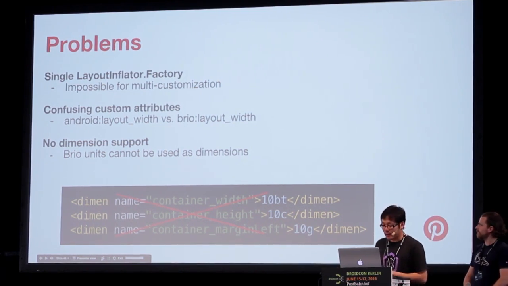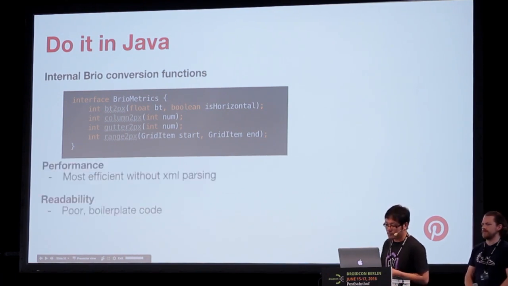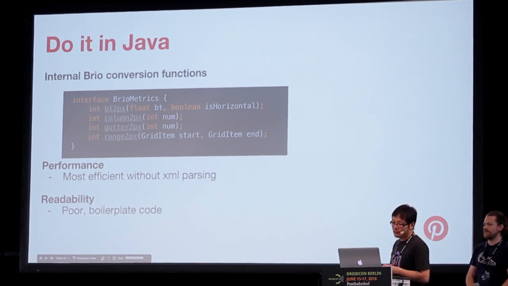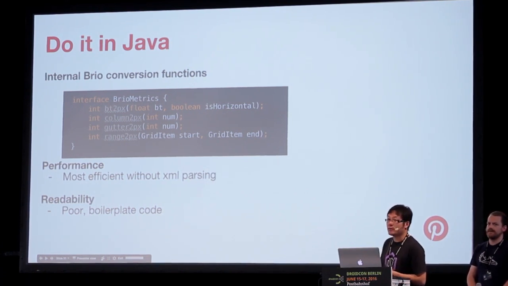So let's check if we could solve those problems by using alternative approaches. So first, we can always create views in the code with Java directly, since the internal Braille conversion functions are available. Although this is more efficient than inflating from XML, it's not as descriptive. And there is lots of boilerplate code you have to write. So any other approach?